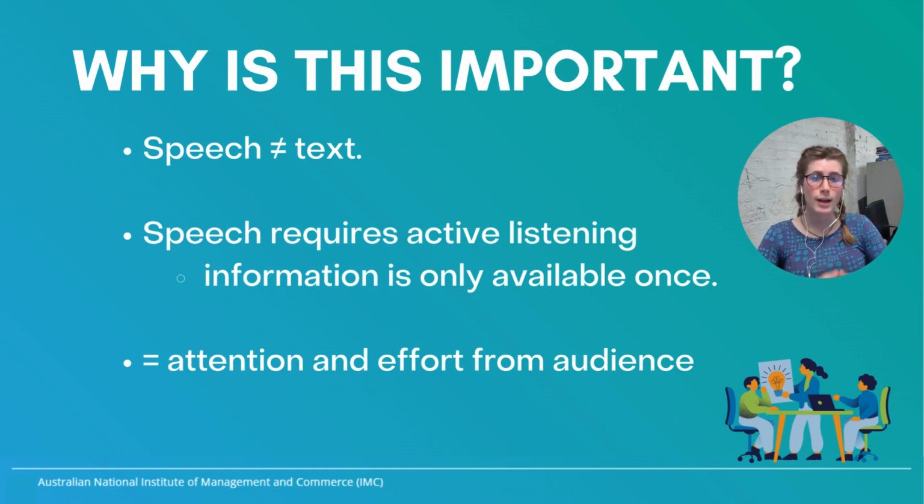Speech also requires active listening from the audience because unlike text, we can't reread it. The listener has to understand it the first time round. So we have to be really clear and precise with what we're communicating in order to achieve this. And because it takes so much attention and effort from the audience, we also have to use all the other elements that are going on, such as visuals or the space we're in, really effectively in order to ensure that attention is on us, the speaker.